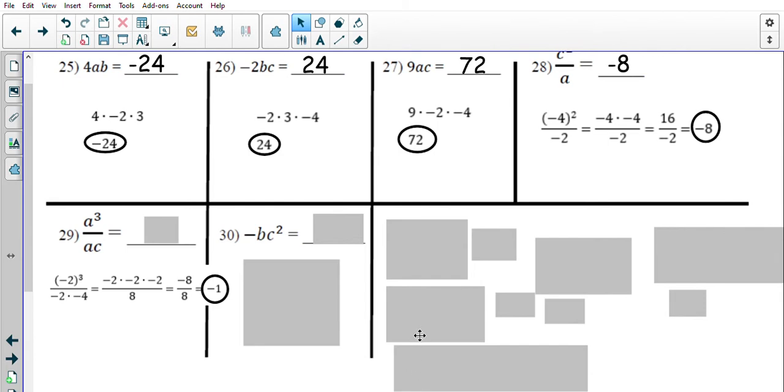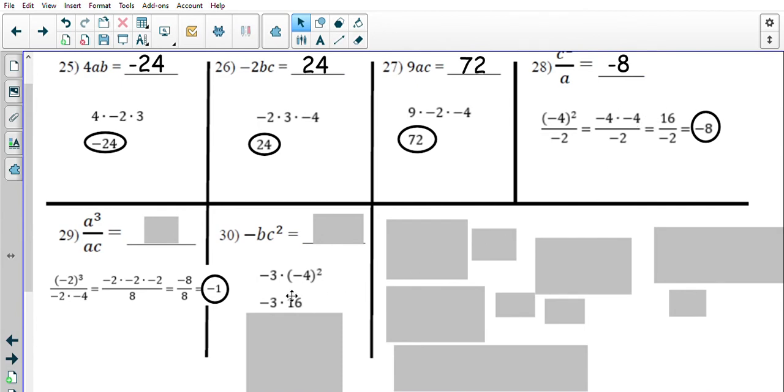So number 30, -b c to the second power. Replace b with 3, but this negative again comes from the problem itself, times c to the second power. C is -4. Since the base is negative, I put it in parentheses. So I wrote -3 times 16, because if you remember, -4 times -4 we saw up here is +16.